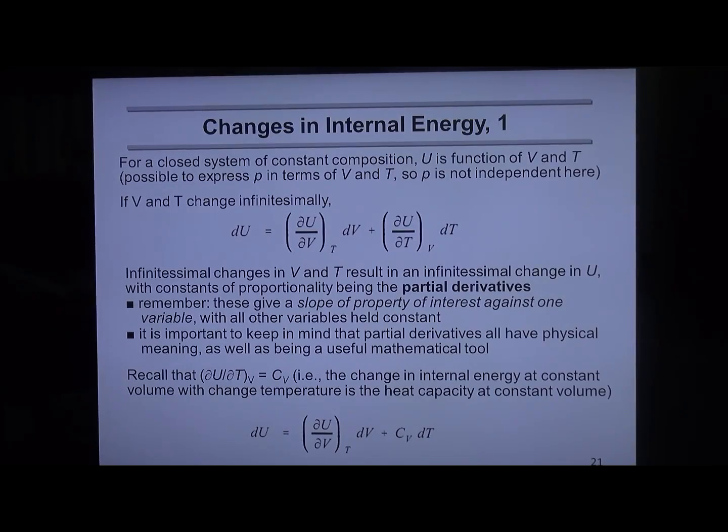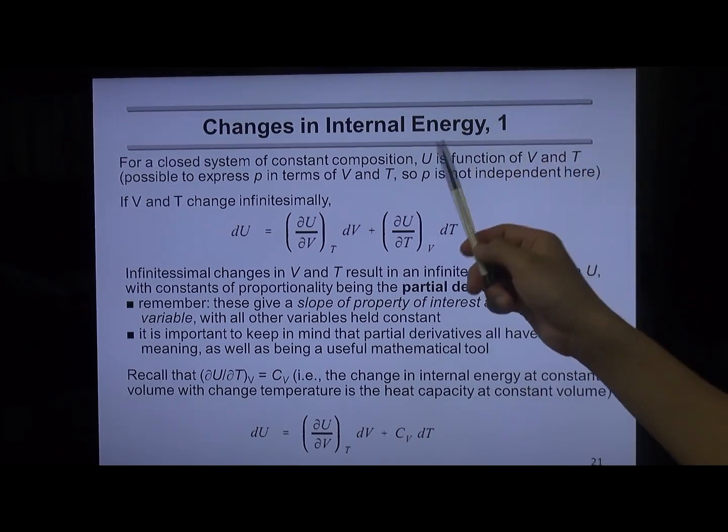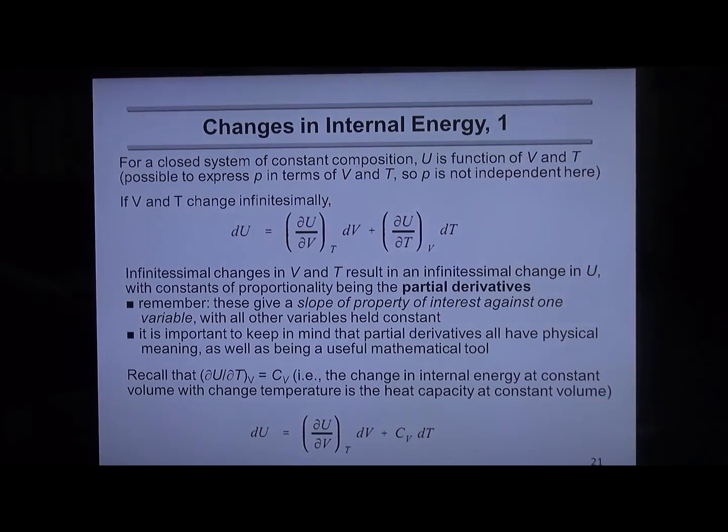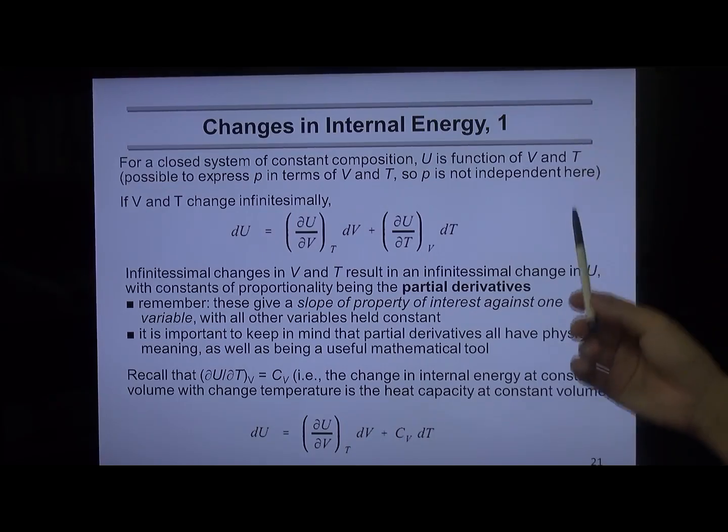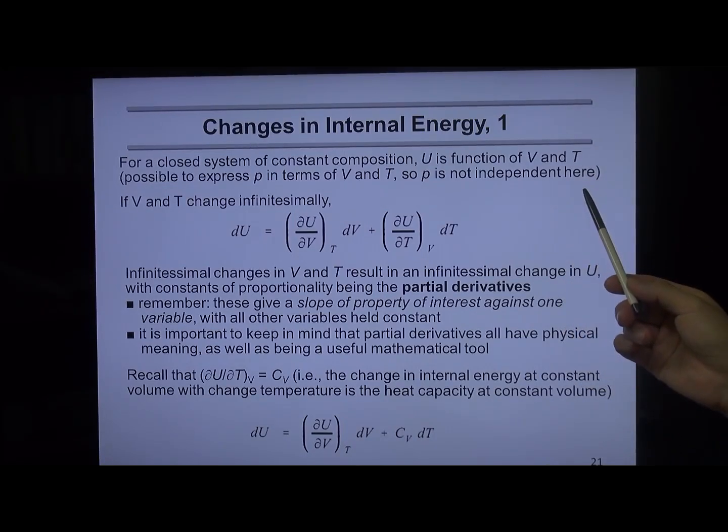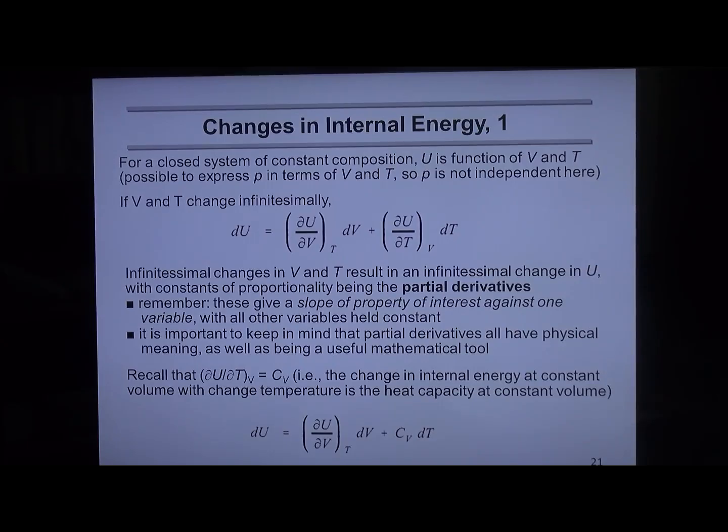So if we know any 2 of them, pressure, volume, or temperature. Let's say again, we have 3 variables: pressure, volume, and temperature. And since number of moles are fixed, pressure, volume, and temperature should be related by a certain equation of state, right? And if we know any 2 of them, the third one would be automatically determined, right? Remember?